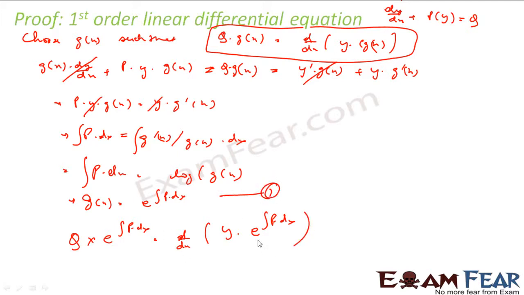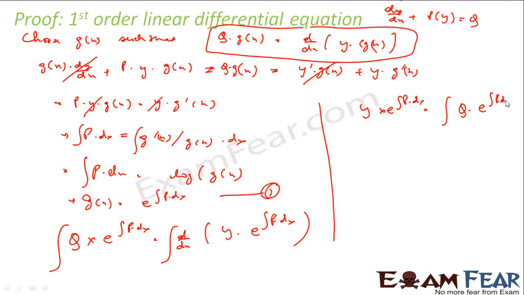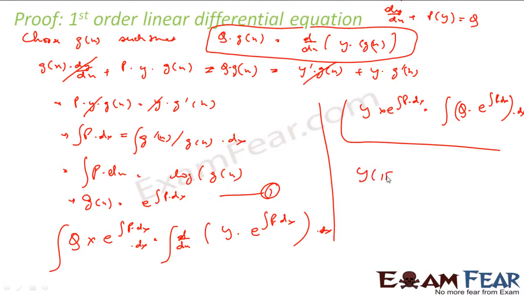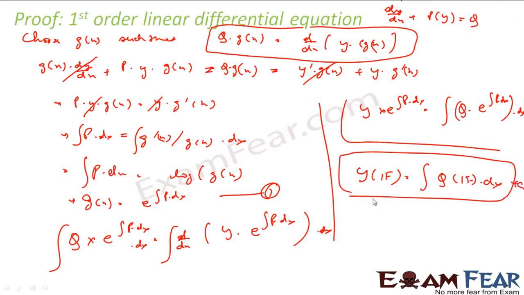So if I have to find y, you integrate both sides. That is nothing but y into e to the power integration p dx is equal to integration of q into e to the power integration p dx, the whole thing integrated with respect to x. Correct? And that is what my answer was: y into IF is equal to integration of q into IF, the whole thing dx. This was the solution I have derived, plus some constant.